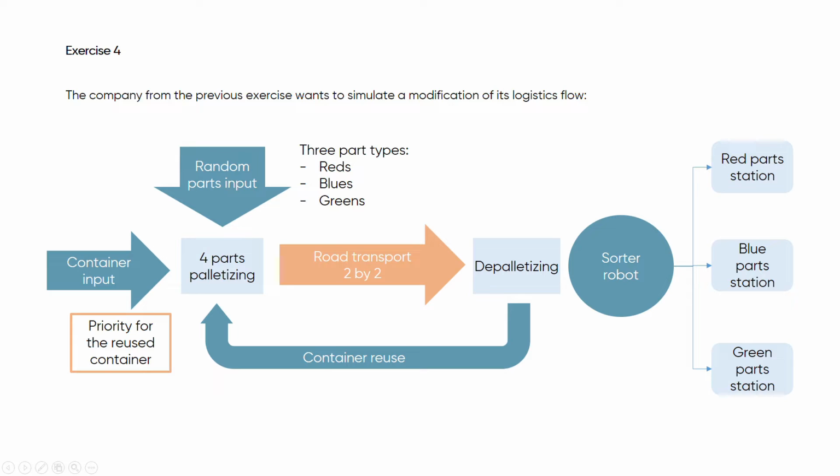To begin, in the container entry area, we are going to establish a control so that reused containers have priority over new ones. On the other hand, we are going to modify the transport of the containers to road transport so that we can move containers two by two from the palletizing area to the depalletizing area.